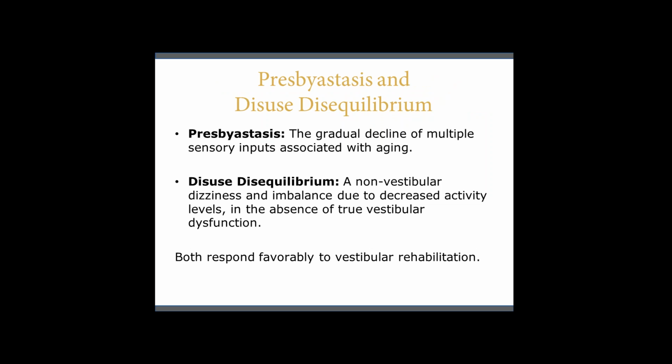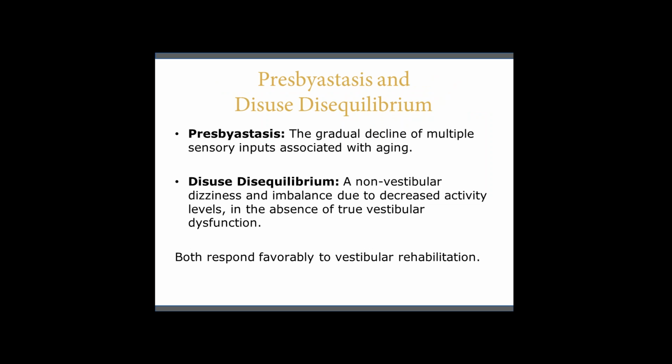Then we have the general older adult population that's going to present to us. These are going to be people that are not necessarily going to come to us with some elaborate vestibular diagnosis or some specific vestibular dysfunction or pathology, but there's two categories here. We have the people that have presbyostasis or presbyastasis. People say it either way, and that's just going to be the gradual decline of multiple sensory inputs with aging.